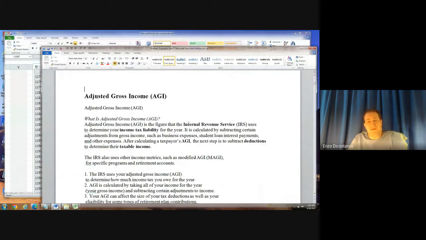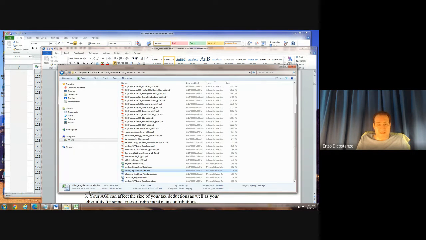So yeah, folks, adjusted gross income is a figure the Internal Revenue Service uses to determine the income liability for the year. It's calculated by subtracting certain adjustments from gross income, such as business expenses, student loan interest payments, and other expenses. And I've mentioned this as I'm delving deeper into federal income taxes.